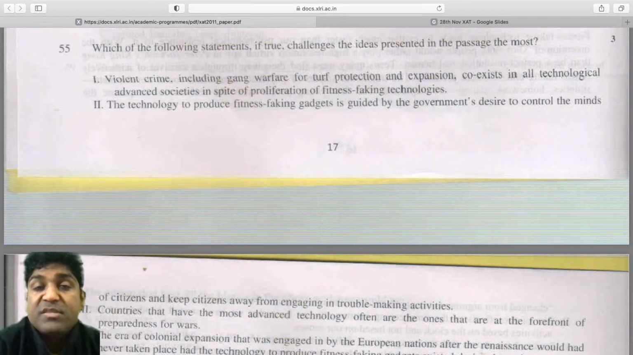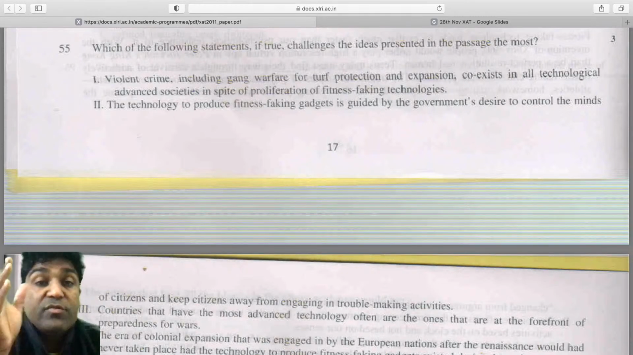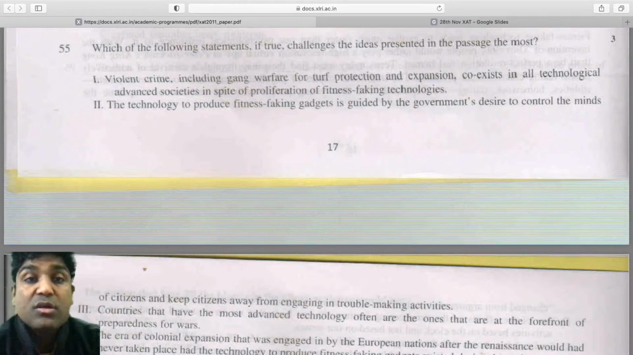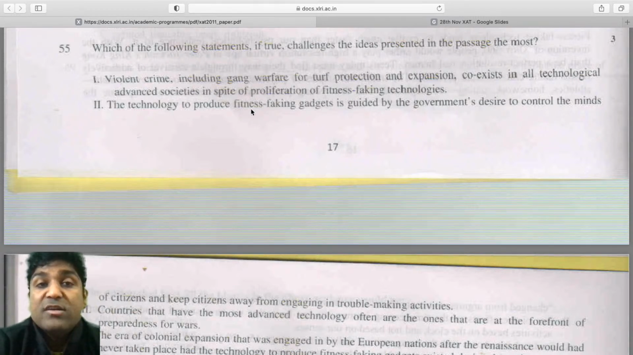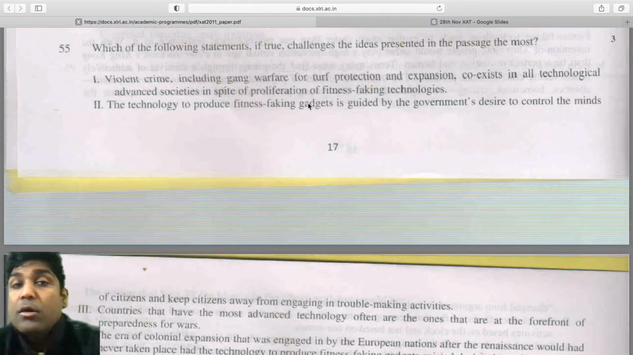Which of the following statements of truth challenges the idea presented in the passage the most? So we have to look for something which challenges the idea most. Violent crime, gang warfare, terror production and expansion coexist in all technologically advanced societies irrespective of the proliferation of fitness faking technology. Violent crime was not the agenda.